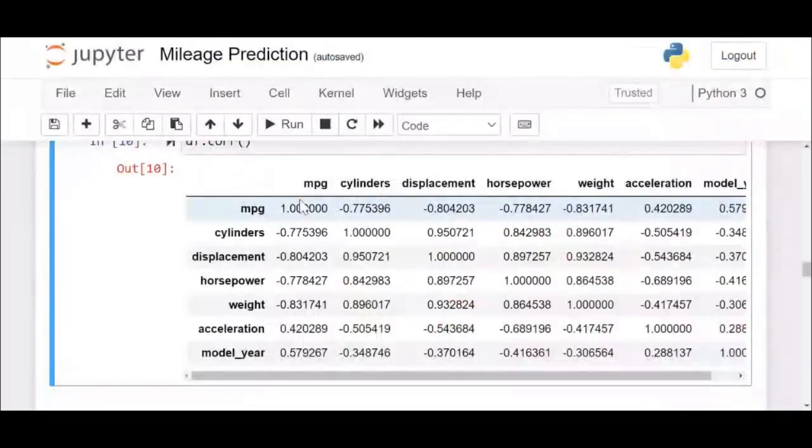So have you understood? From this there are two observations. One, my mileage is highly correlated with displacement, horsepower, and weight, and relatively less correlated with acceleration. But at the same time, cylinder and displacement are almost one. They are 95% correlated, so we have to use either one of them. Is it clear?